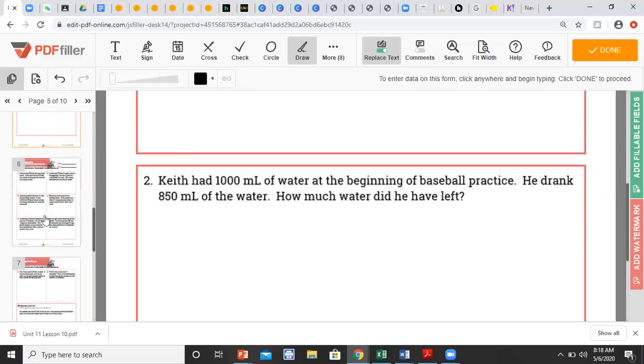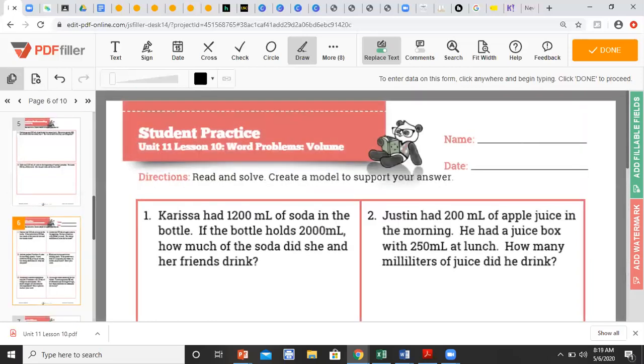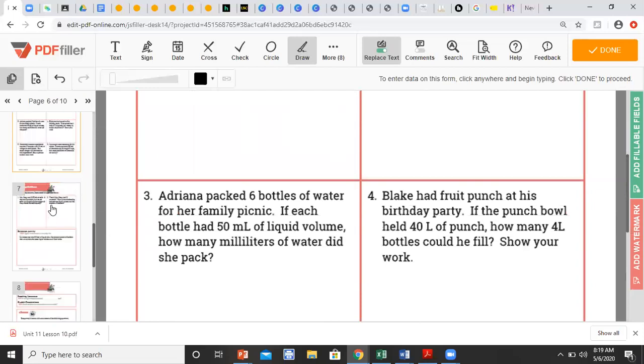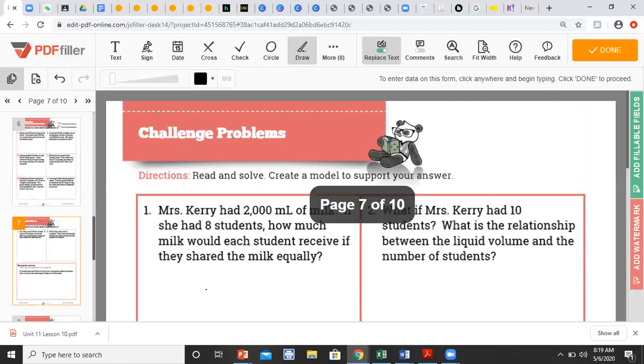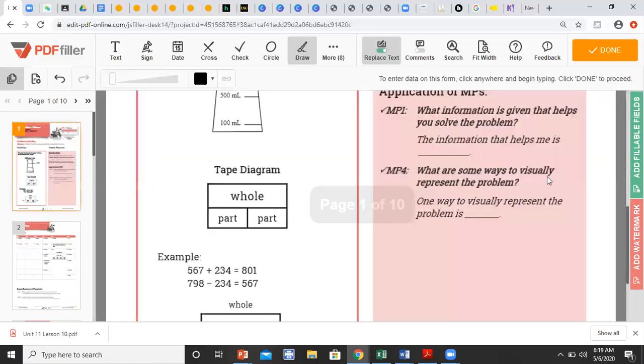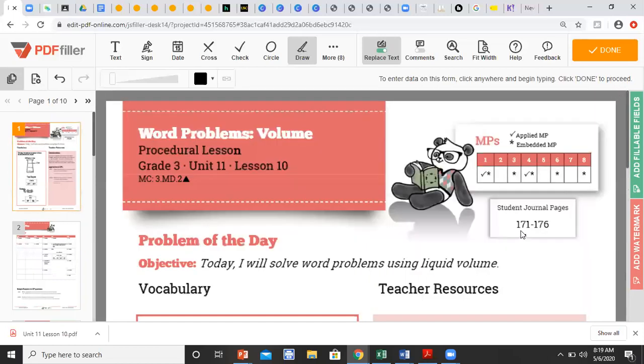When you're done with that page, you're going to move on to the student practice where you're doing other word problems. That page and that page. The pages for this assignment, just to quickly review, are pages 171 through 176. And that is the end of Unit 11, Lesson 10.